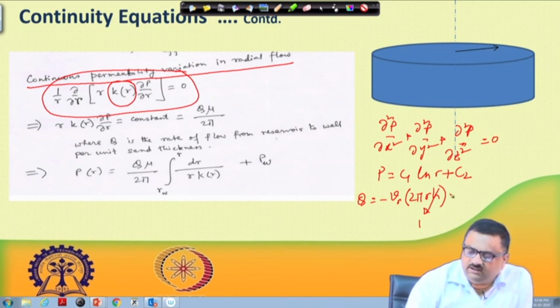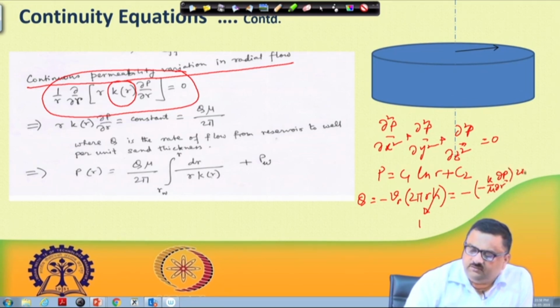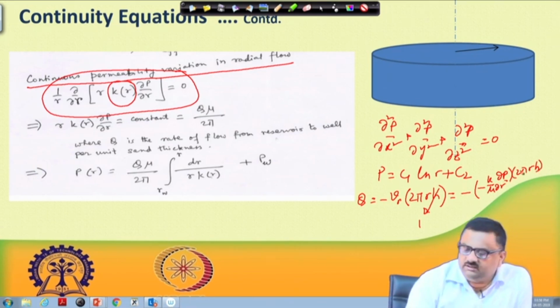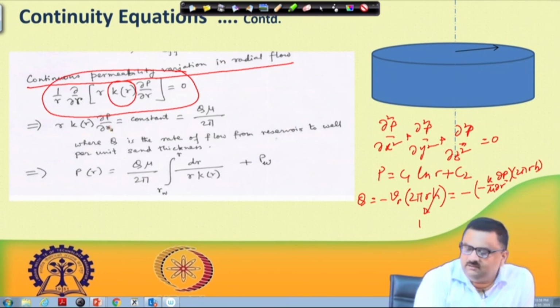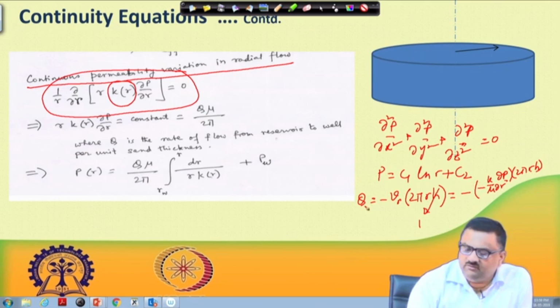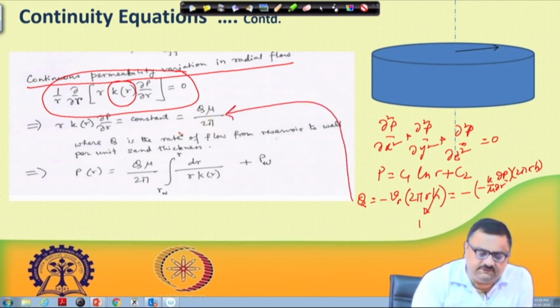And what is V r? V r is equal to minus k by mu del p del r, and q is V r into 2 pi r h, with h treated as 1. So, by this logic you can see here that r into k del p del r is equal to q mu divided by 2 pi. So, this equation will take you to this.